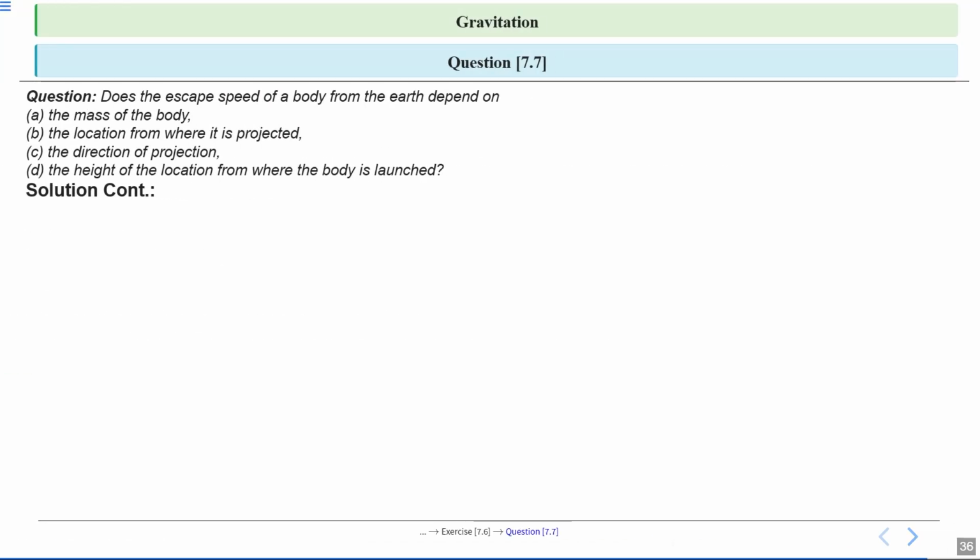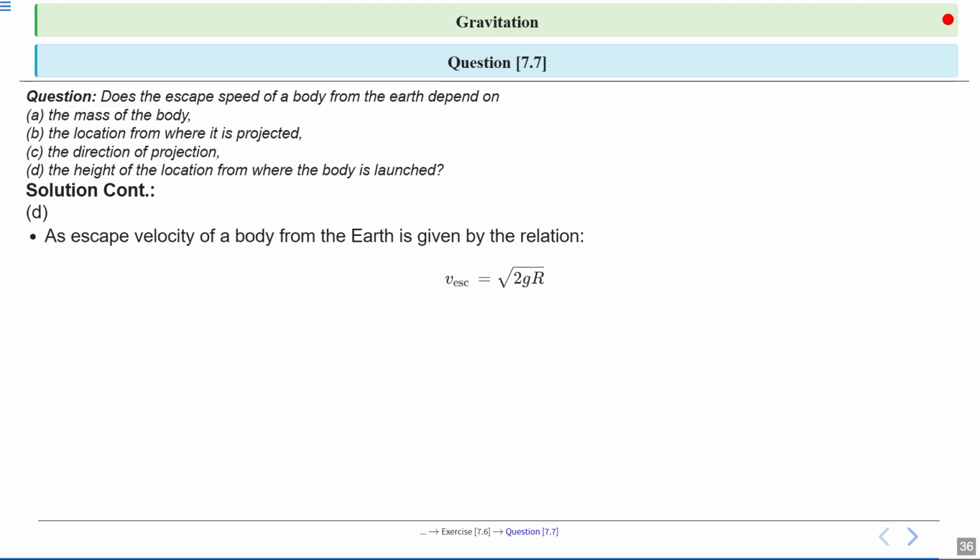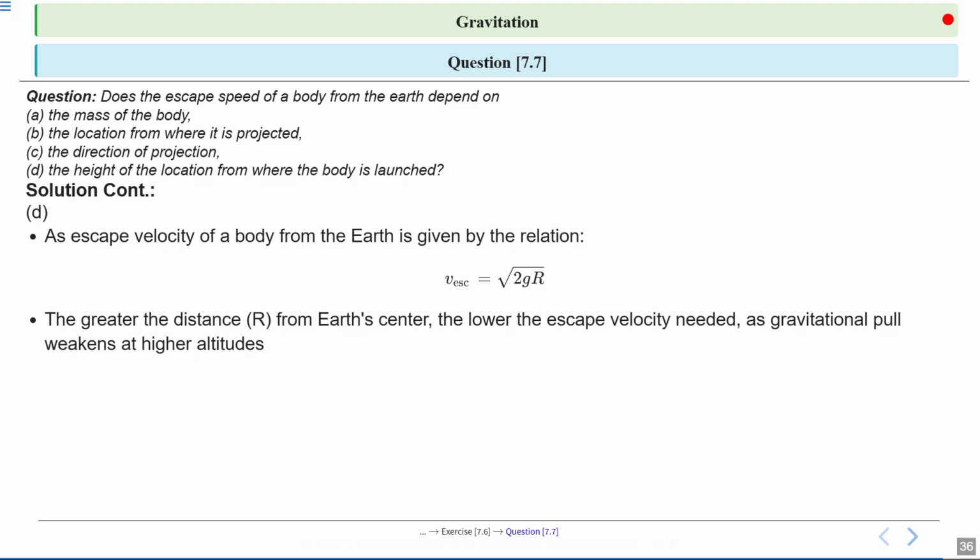Now D. As the escape velocity of the body from Earth is given by the relation V escape is equal to √(2gR), the greater the distance r from the Earth's center, the lower the escape velocity needed, as gravitational pull weakens at higher altitudes, making it easier to escape. So escape velocity depends on height h.